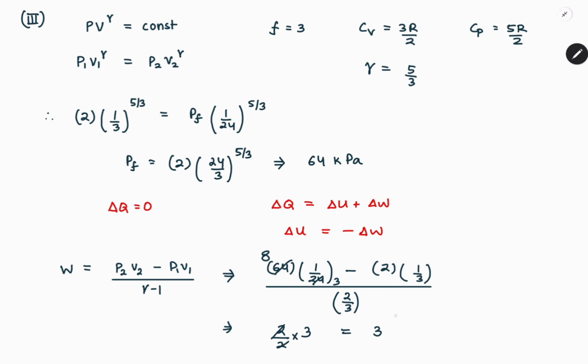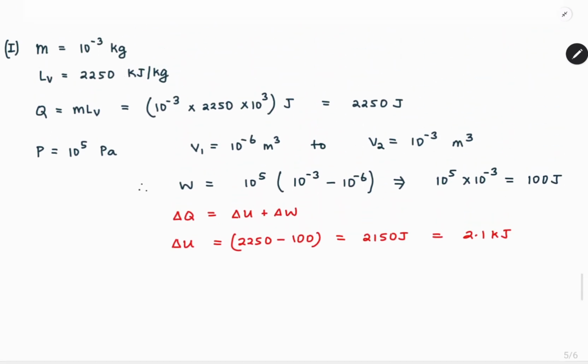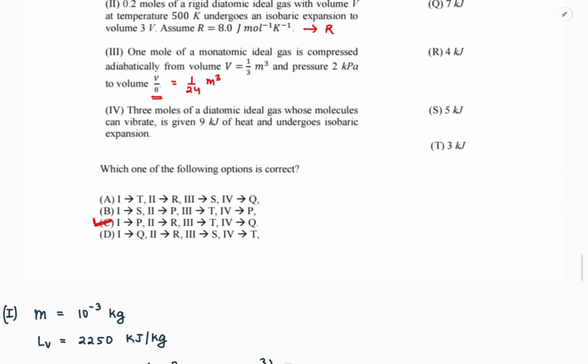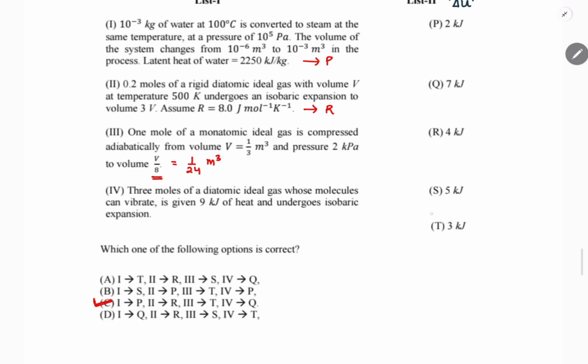So 3 kilojoule is the change in internal energy magnitude. We have calculated 3 kilojoule. So if we again go back to the options, 3 matches with T, that is 3 kilojoule. 3 kilojoule matches with T.